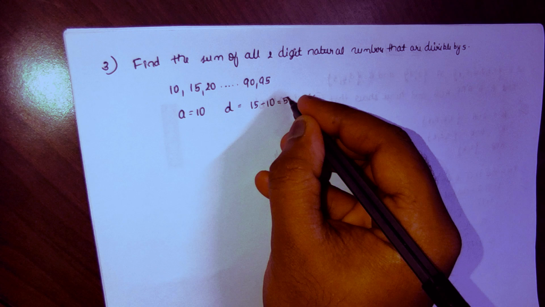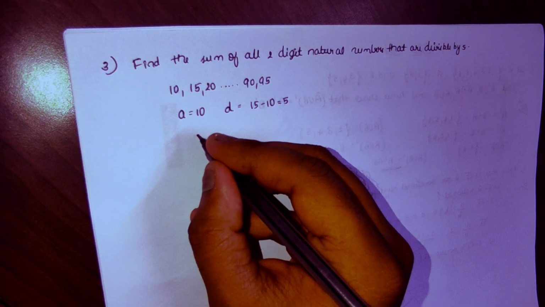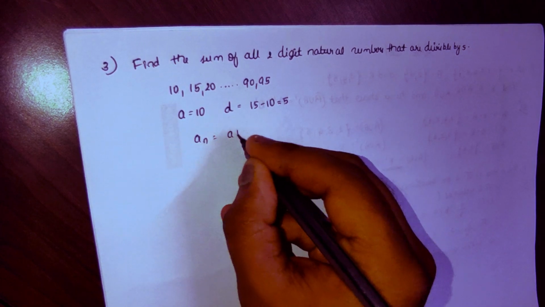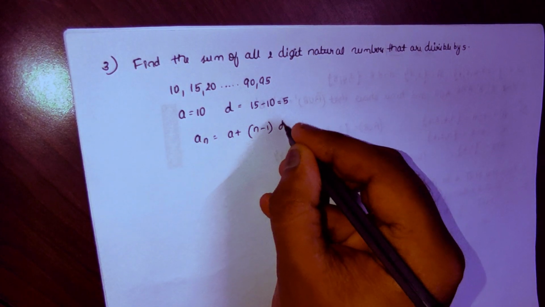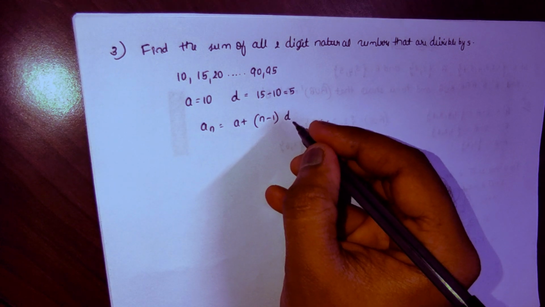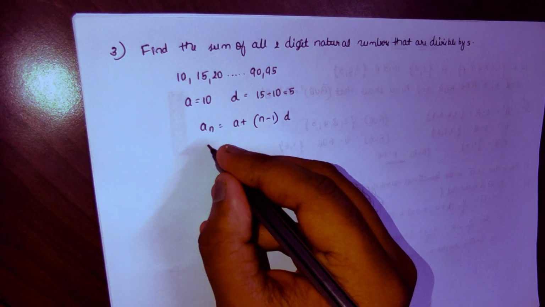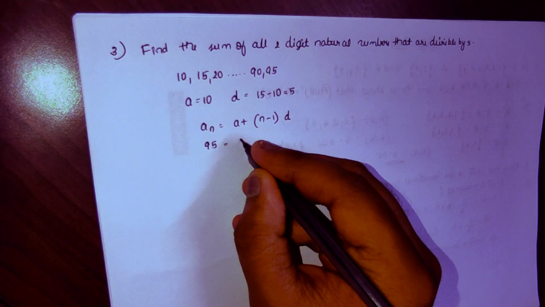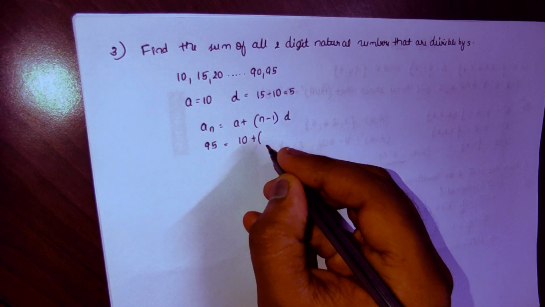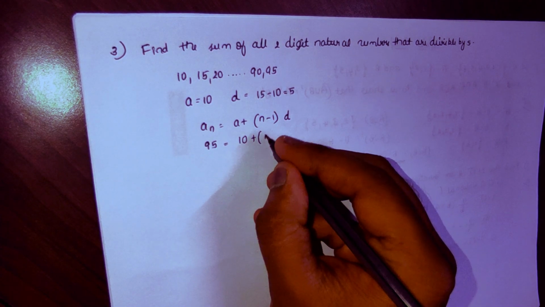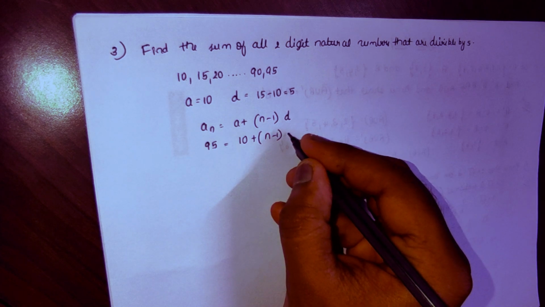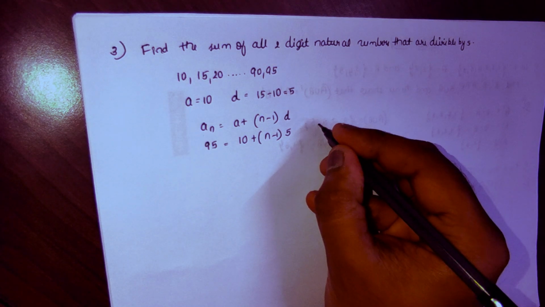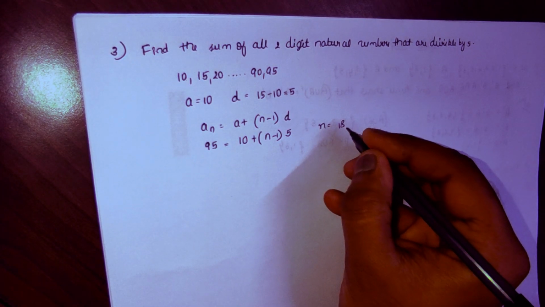We know that to find the nth term of an arithmetic progression, the formula is an is equal to a plus (n minus 1) into d. We will first find n. So an we know, that is 95. The last term is 95. So a is 10, and n we do not know, into 5. By calculating this, we will get the answer of n, that is equal to 18.